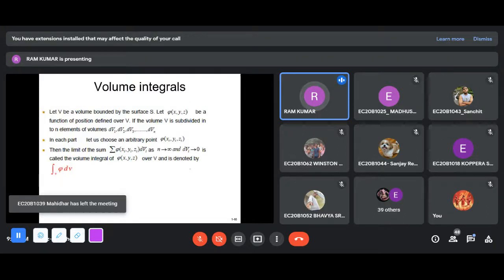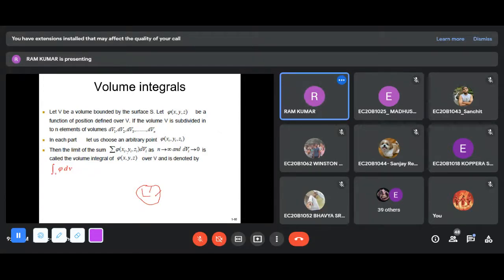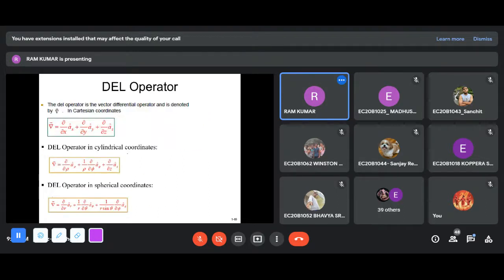Okay, volume integral. If some volume is there, then to integrate that we use a volume integral, that is dv. Then one more operator, the del operator.